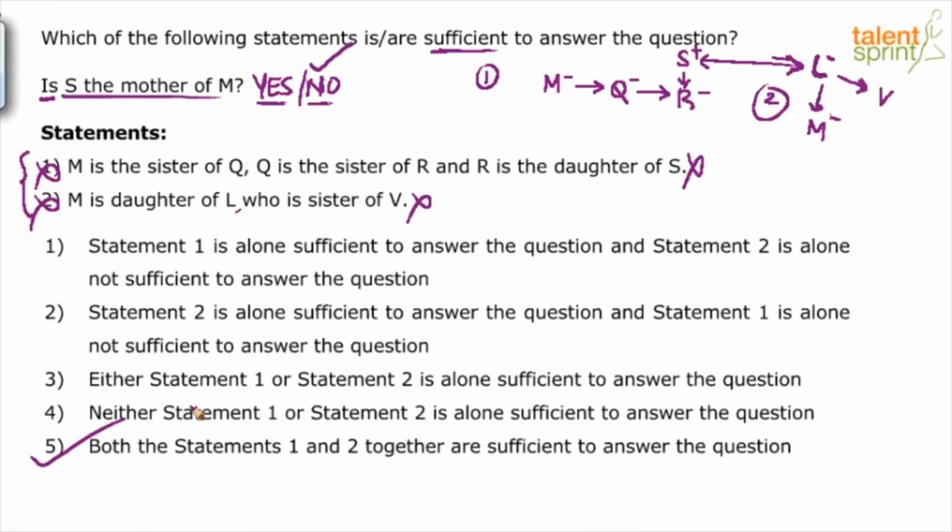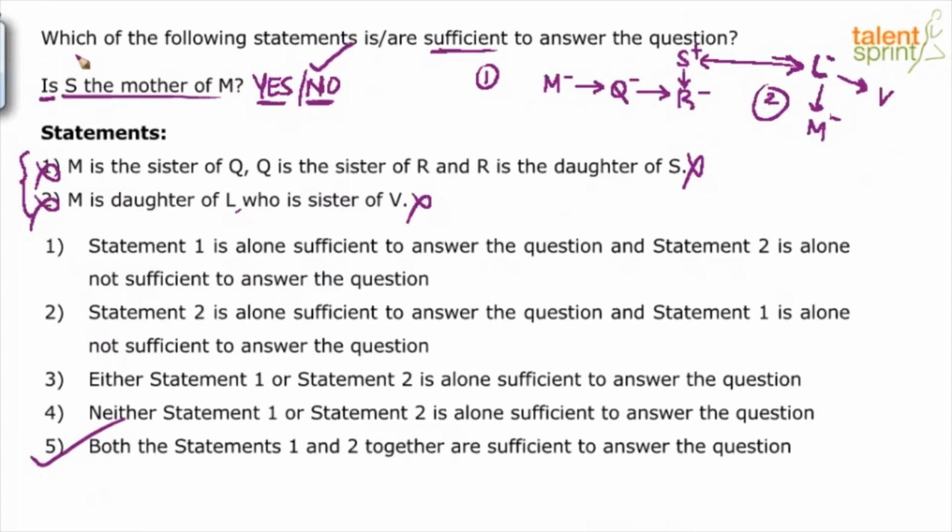Are you able to follow? No can be a correct answer. Remember, overall, is S the mother of M? You will say no. Now, because it is no, don't mark neither 1 nor 2 is sufficient. I mean, that's a fact. S is not the mother of M. What is your fault in that? So, you are able to answer this question. And hence, you should mark the answer as option 5. Both 1 and 2 together are sufficient to answer the question. Is that clear to all of you?